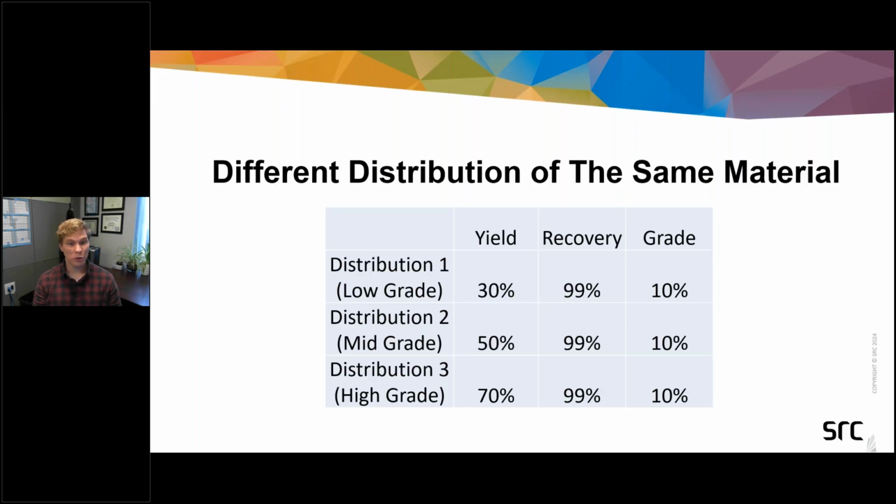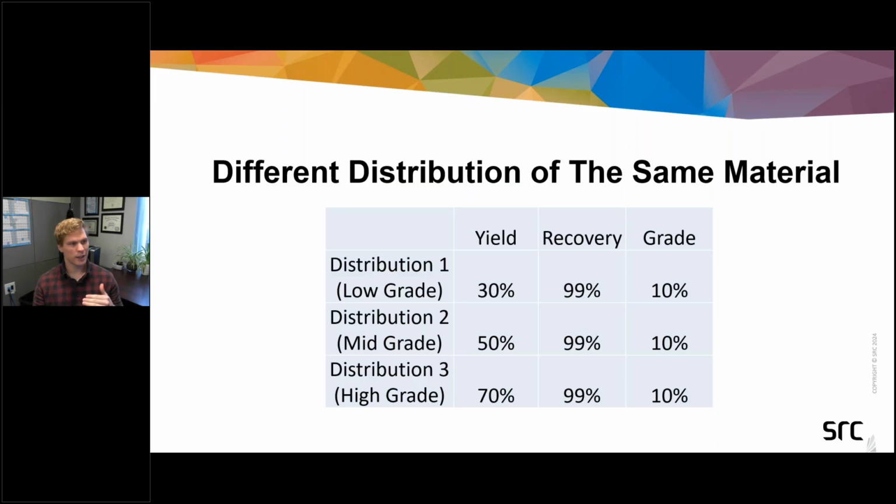So say we had low grade, mid grade, and high grade ore. Well, if we started separating that out, again, perfectly, you might end up with, on the low grade, a 30% yield, a 99% recovery, and a 10% grade. You've perfectly taken it out. If there's only 10% concentration in that material, you're recovering essentially all of it, but you only have a 30% yield because only 30% of your material actually has that valuable mineral. So then if we move down to a mid-grade, now you might get a 50% yield at a 99% recovery and a 10% grade.